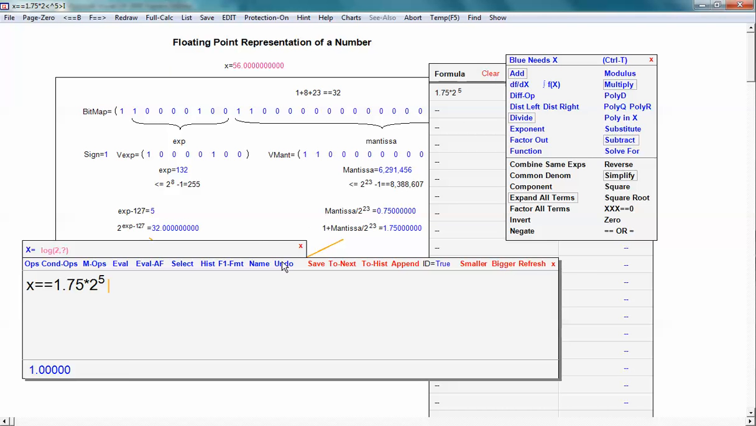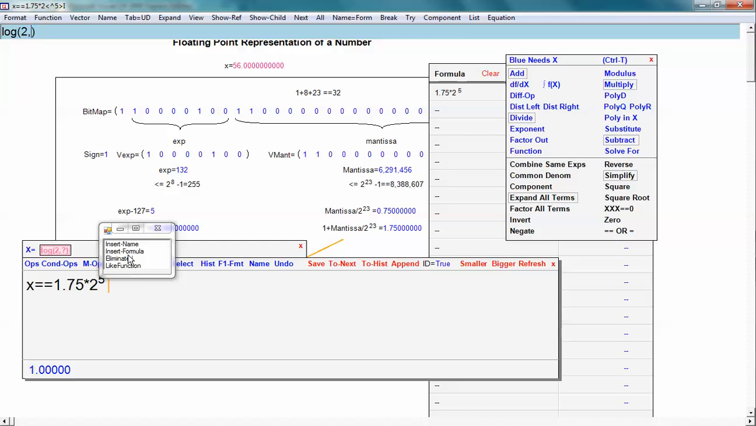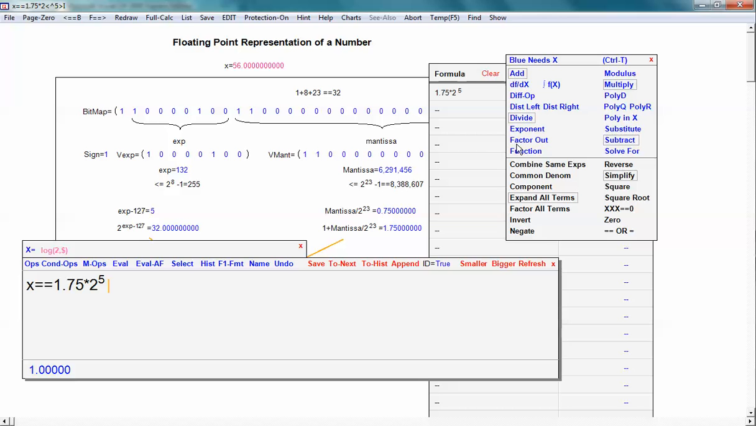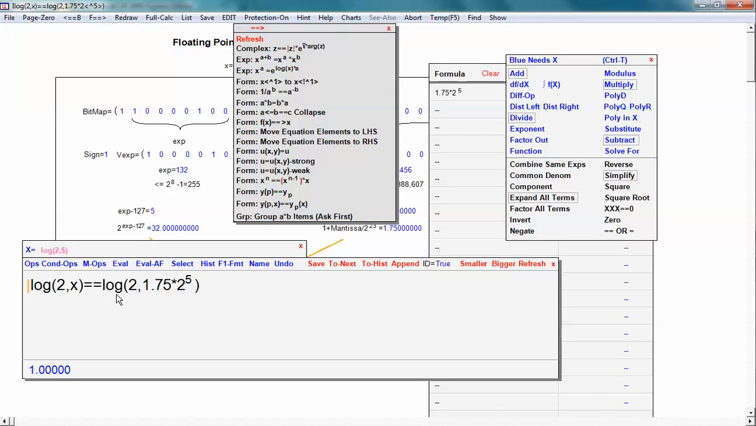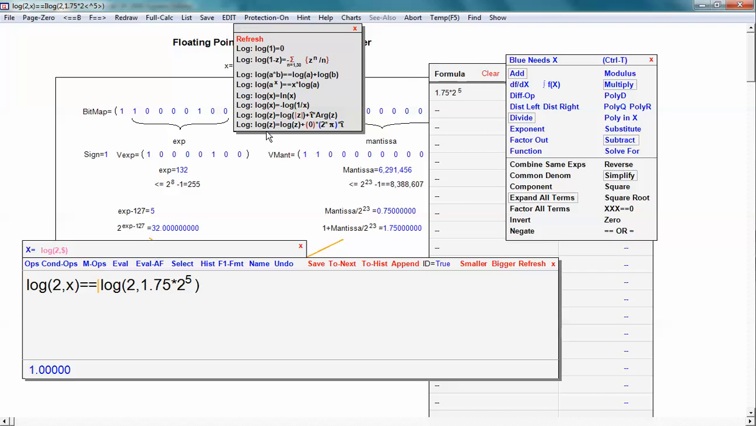Undo. Why didn't that work? Oop, because I shouldn't have a question mark there. I should have a $ sign. Okay, so I'm going to log both sides, and then I'm going to use a property to log. The log of a product is the sum of the logs. So let's see if that's one of our stored properties for log. That should be. There it is. So that breaks that up.